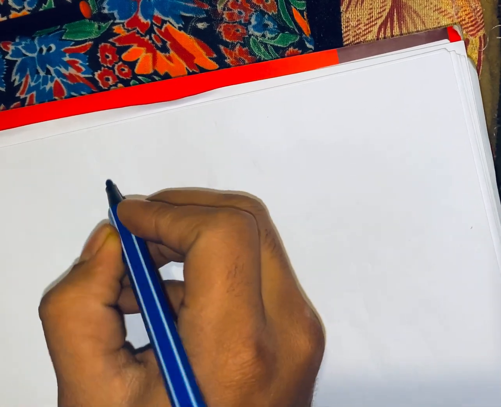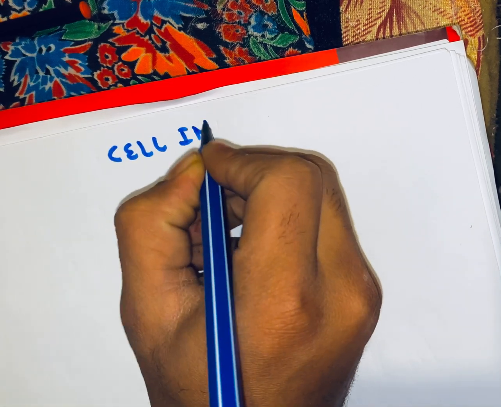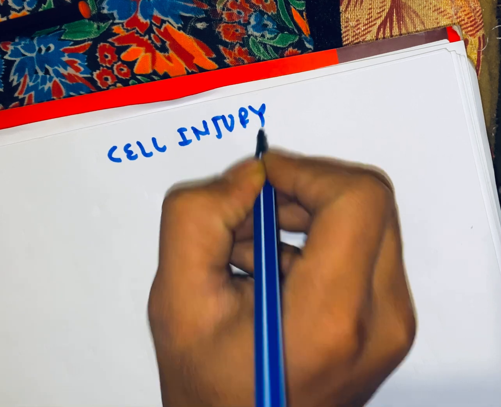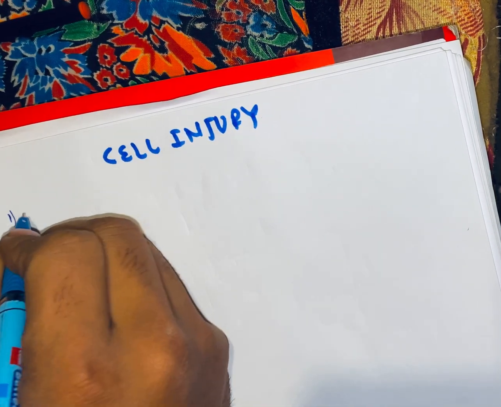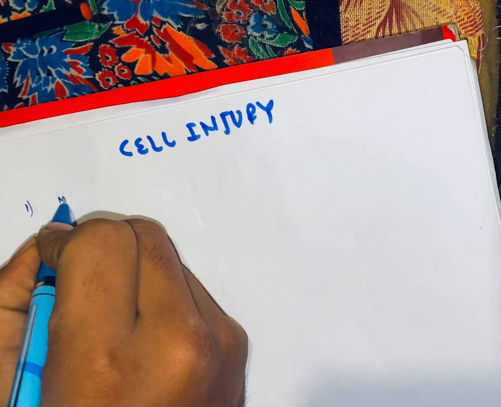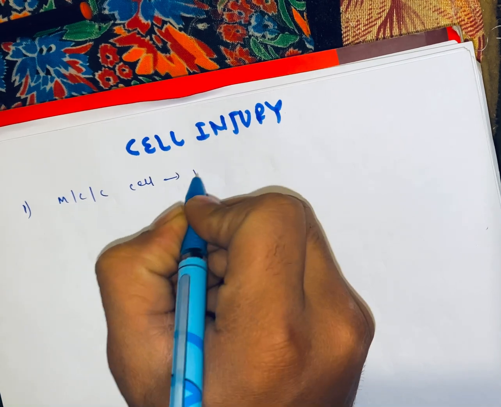Today we will learn about cell injury. So why cell injury? The most common first question comes here: what is the most common cause of cell injury? It is due to hypoxia.